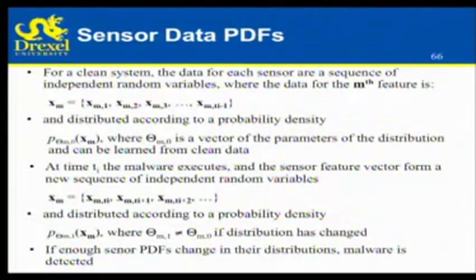All right, so for any one of these sensors, I'm going to create a sequence of independent random variables. The mth sensor is going to have measurements at time unit 1, 2, 3, up to ti minus 1, where ti is the time of the infection. And that data will have a distribution. And what I want to do is find out after the infection if that distribution changes. And we found that if you can detect the change in the distribution after malware, you can quickly do a detection. And the algorithm for doing that is linear in complexity. So it's a very efficient algorithm.